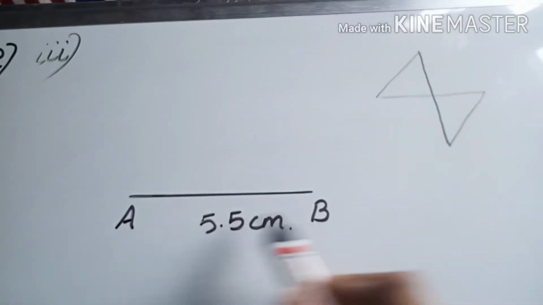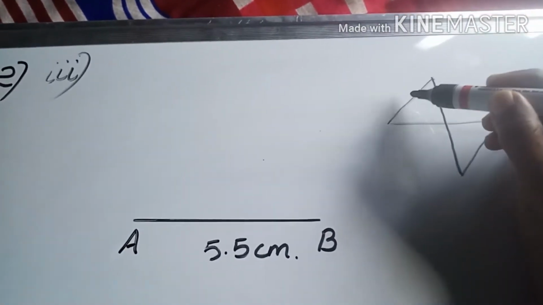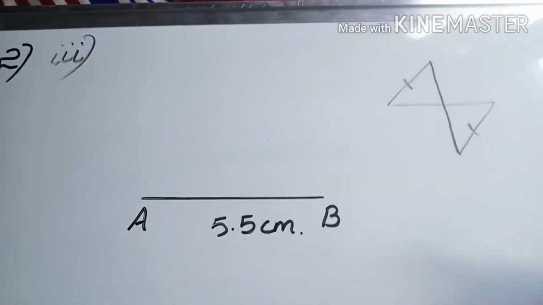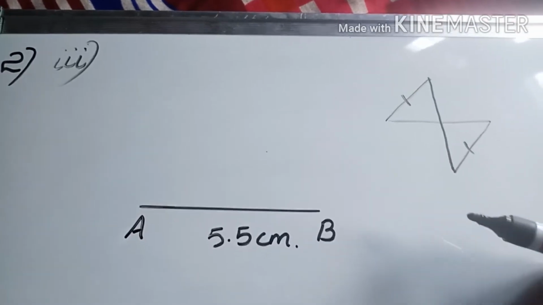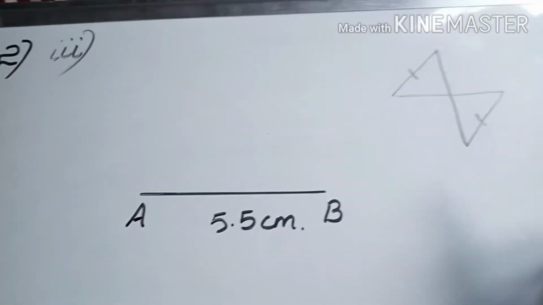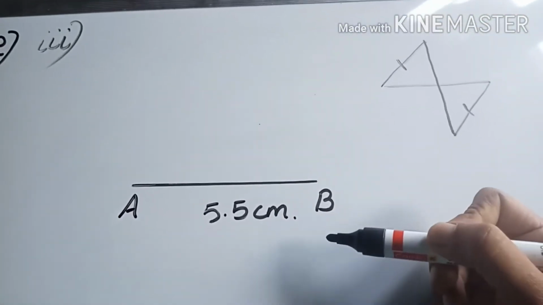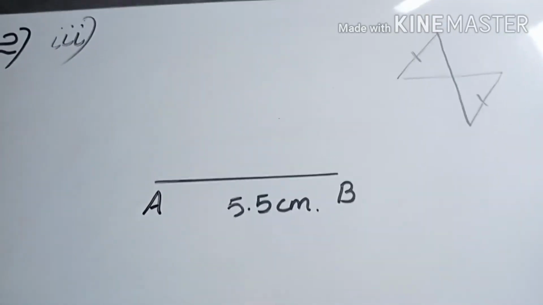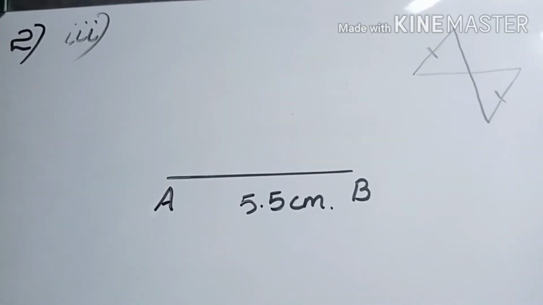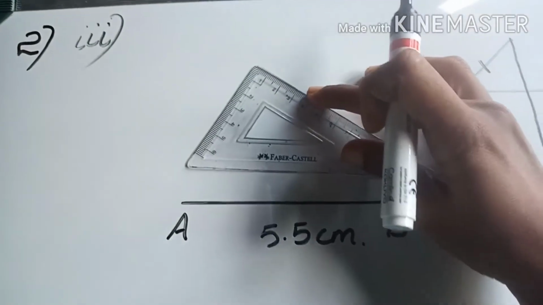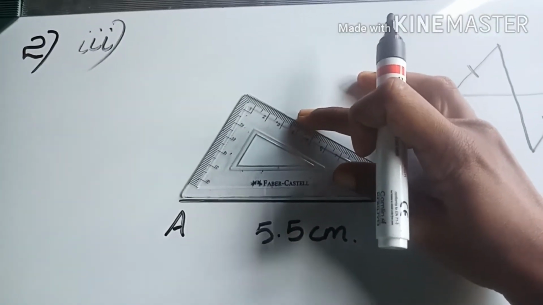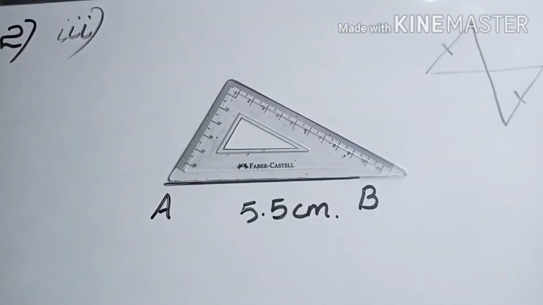Okay, so here one more condition was given, that is, these two sides must be equal and parallel. That's why we are using the set square. So for that, first of all draw a 5.5 centimeter long line, then take your set square and keep it like this.